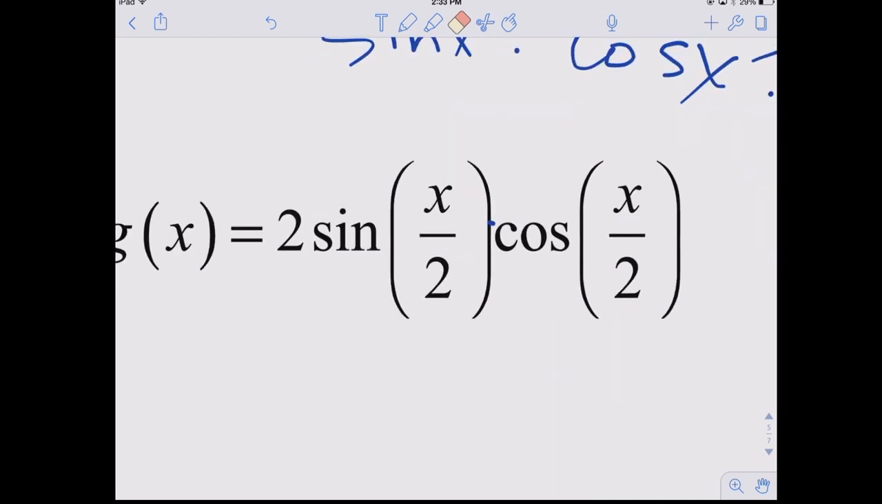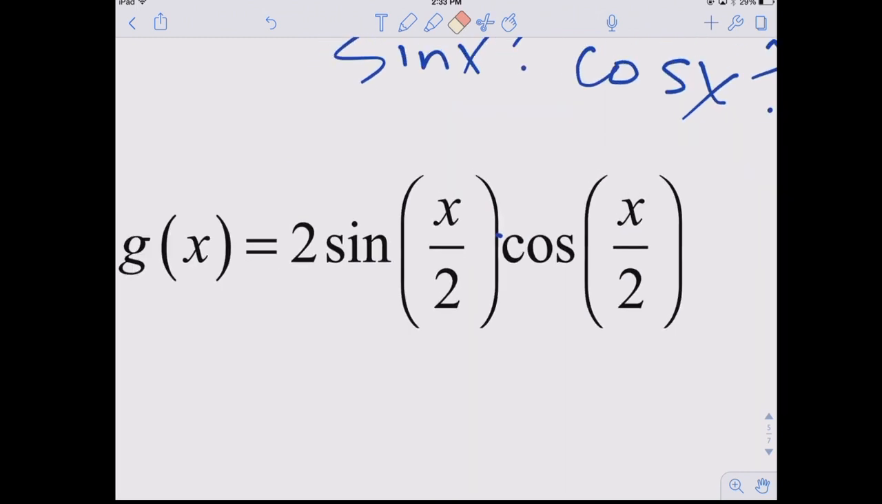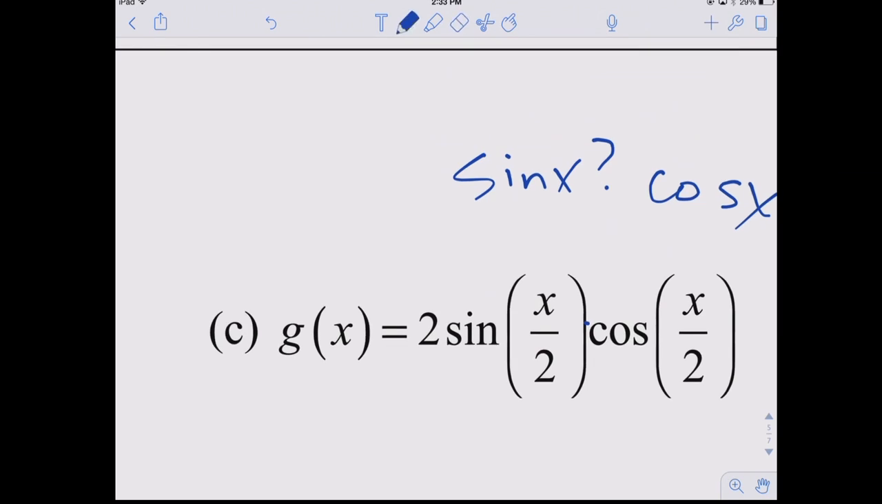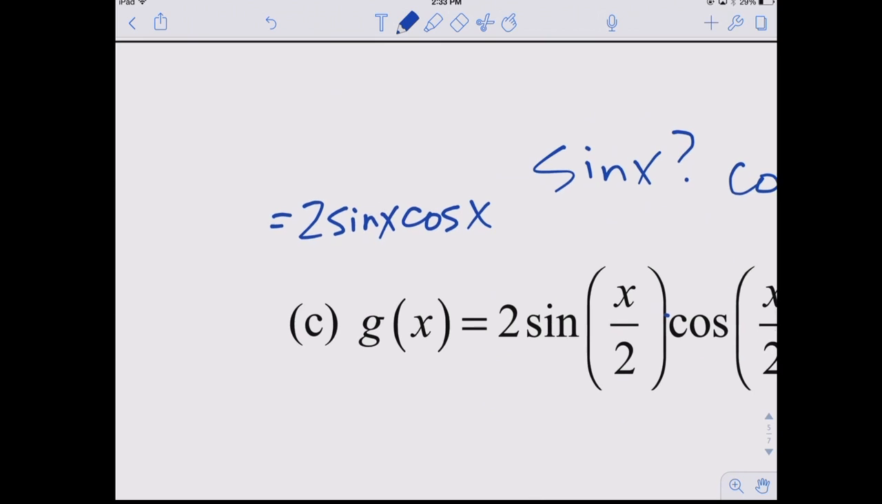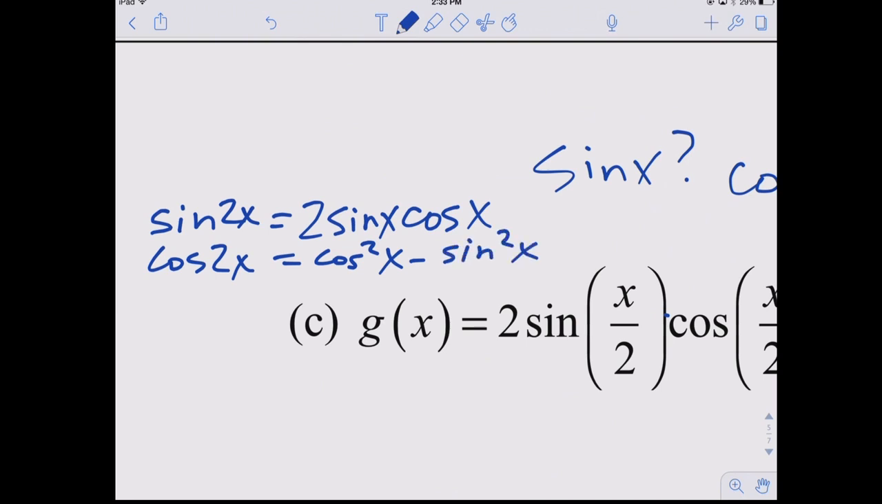So do you recognize it as anything? Yes, hopefully you do. We had an identity in pre-cal that said 2 times sine of x times cosine of x was equal to sine of 2x. That's your double angle identity for sine. And you still have to know that one. Cosine of 2x, for what it's worth, was the one that looked a lot like Pythagorean identities, but it was cosine squared minus sine squared.